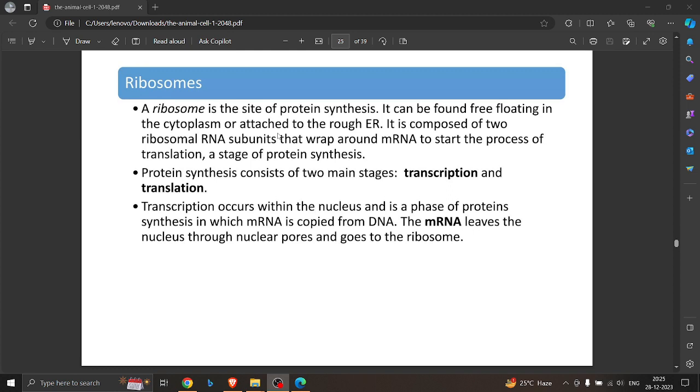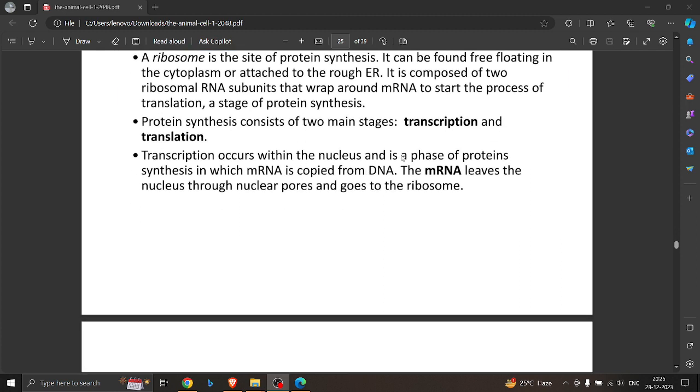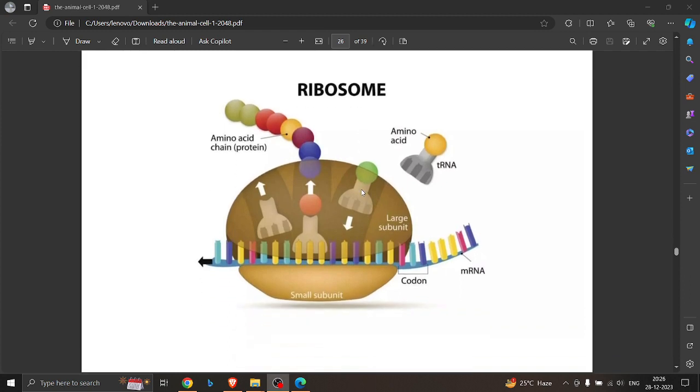The ribosome is a site of protein synthesis. It can be found free floating in the cytoplasm or attached to the rough endoplasmic reticulum. It is composed of two ribosomal RNA subunits that wrap around mRNA to start the process of translation. Protein synthesis consists of two main stages, transcription and translation. Transcription occurs within the nucleus and is the phase in which mRNA is copied from the DNA. The mRNA leaves the nucleus through the nuclear pores and goes to the ribosome. This is the ribosome diagram.